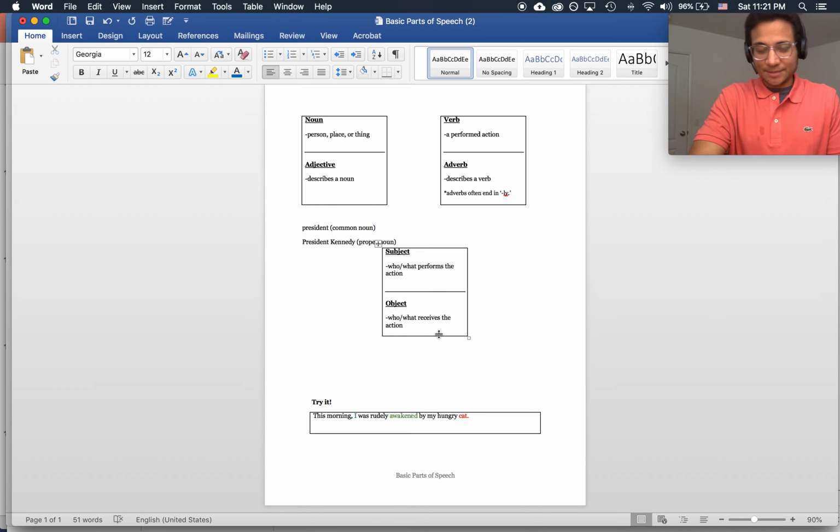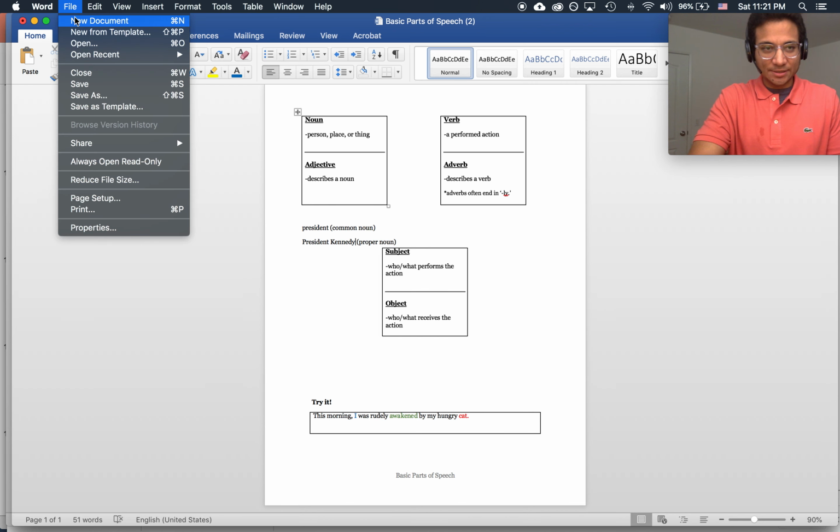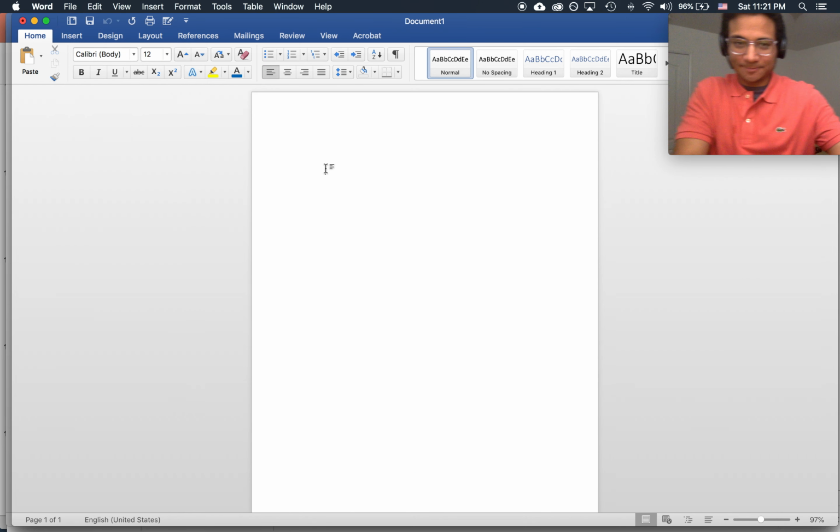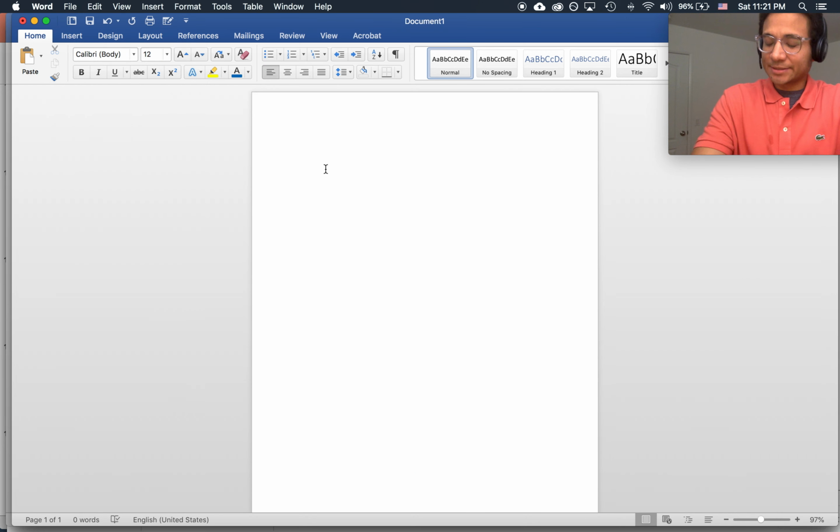Another big one that I see quite a bit is seasons. Seasons, guys. Interestingly enough, you don't capitalize seasons. Fall, spring, and so on and so forth.